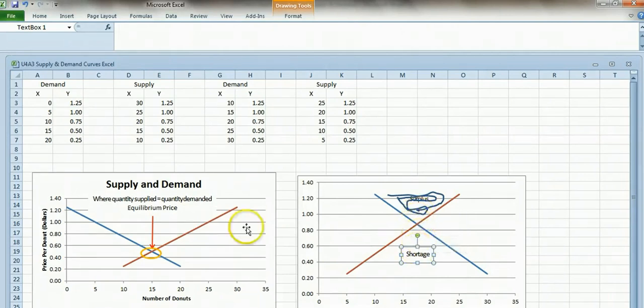So it gives you an idea on equilibrium price as we've taken a look here, and on what happens with a shortage and a surplus.